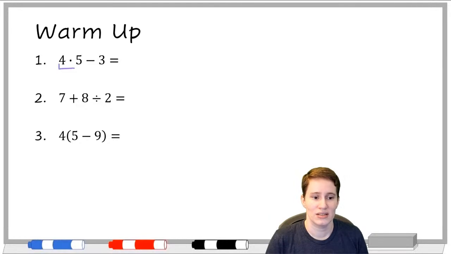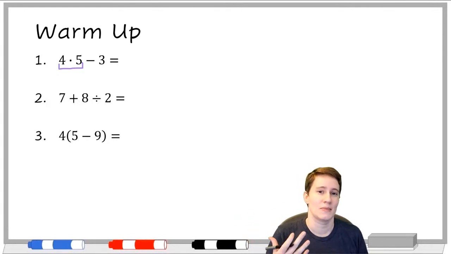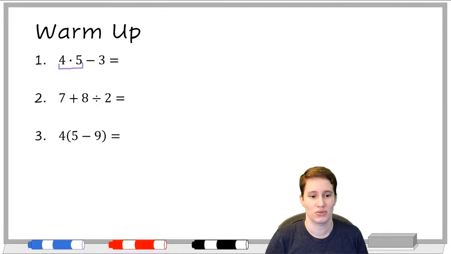This connection between the 4 and the 5 with multiplication is stronger than what's happening with the minus 3. If we think about it like that, it can make it easier to tell what you're supposed to do first. We are supposed to do 4 times 5 and then subtract the 3. So 4 times 5 is 20, and then 20 minus 3 is 17. And that would be our answer.